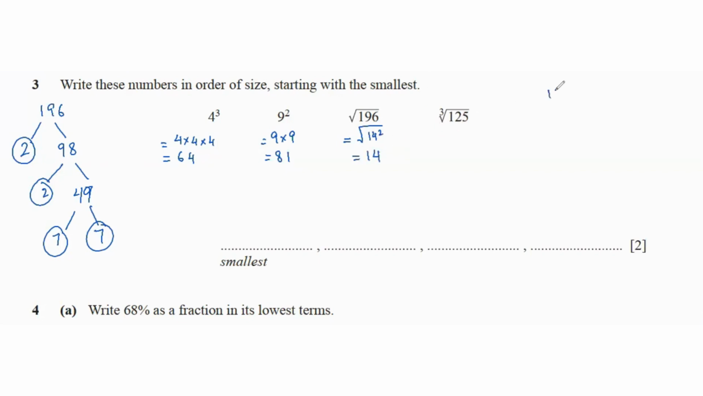And we know 125 is 5 times 5 times 5. So that's 5 cube. Cube root of a cube number is the number itself. So if we take the cube root of 5 cube, that's going to be 5. So smallest over here is cube root of 125. Next we have square root of 196. Then we have 9 square and lastly 4 cube.